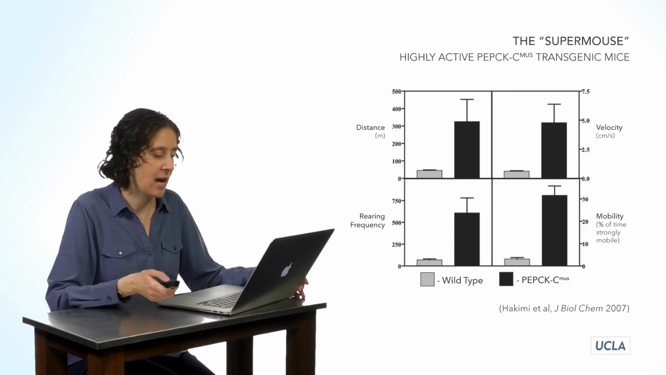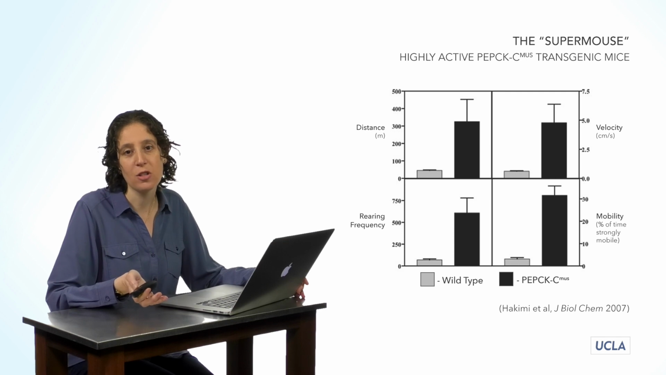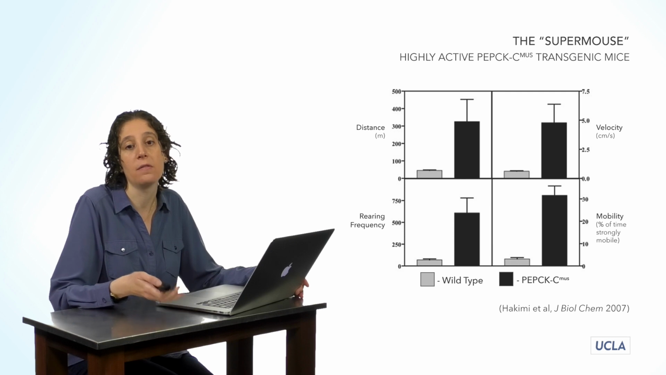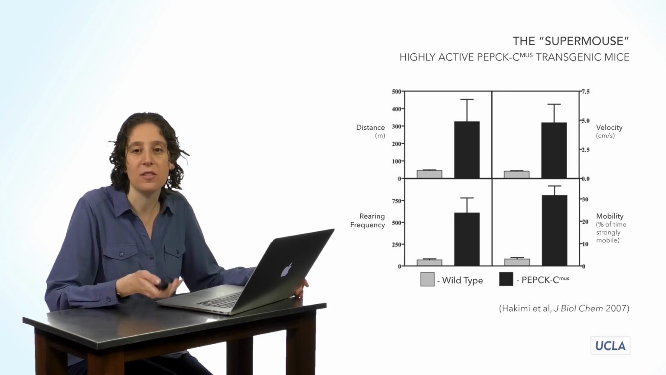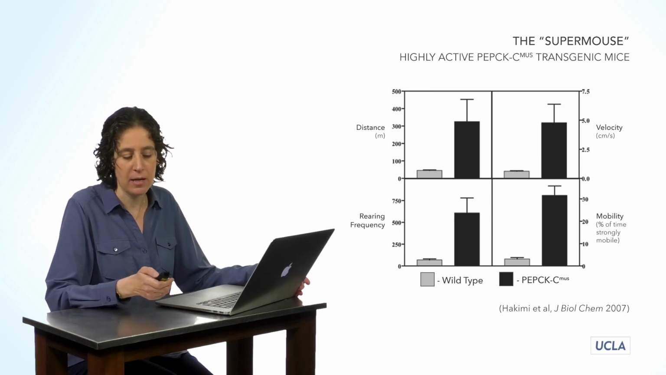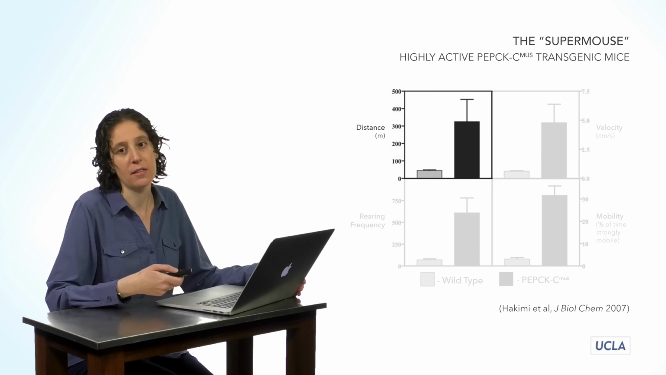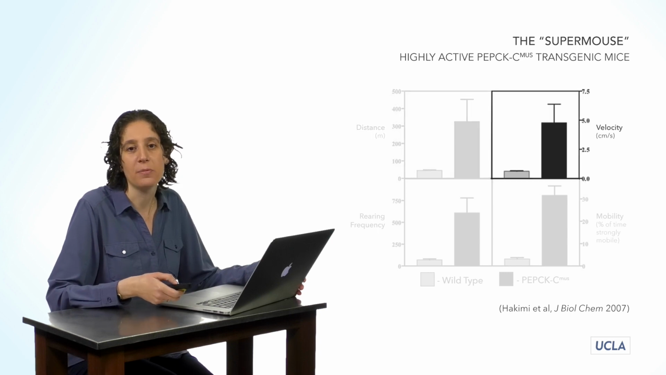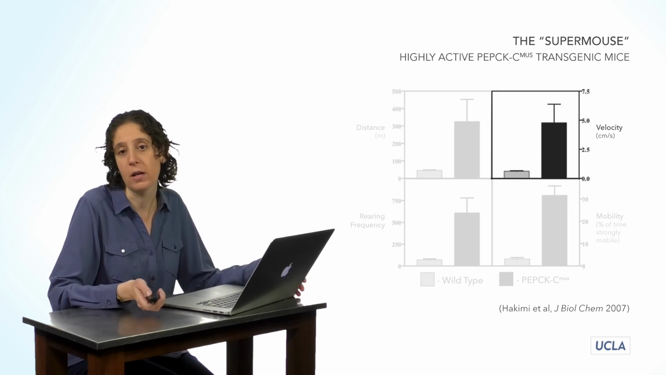So in this figure, you're looking at 4 different measurements of activity, and in each panel, the gray bar shows the wild-type response, or the response of the wild-type mice, and the black bar shows the response of the PEP-CKC overexpression transgenic mice. And in each case, you can see that the transgenic mice are much more active than the wild-type mice. So for example, the top left graph shows the total distance traveled by the mice in a 22-hour period. And you can see that the transgenic mice cover much more distance than the wild-type mice. And the top right panel shows the average speed of the mice, and you can see that these transgenic mice move much faster than wild-type mice.